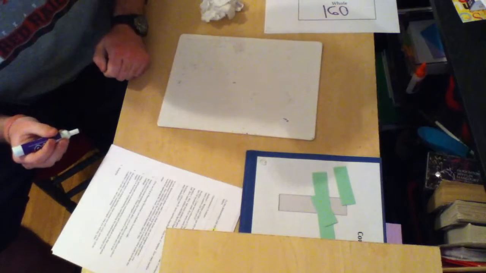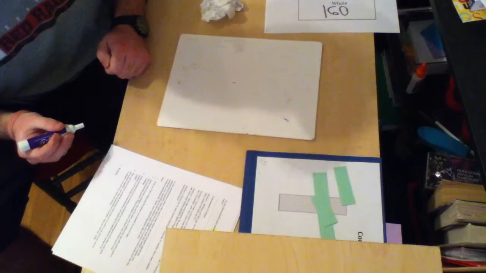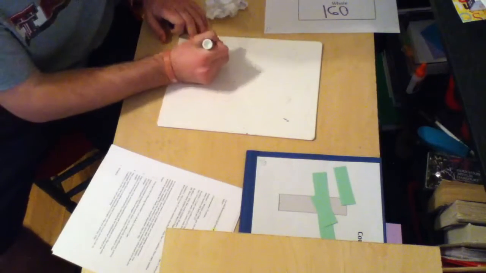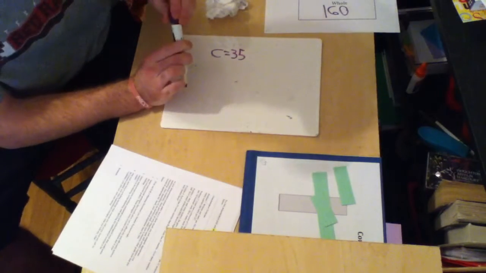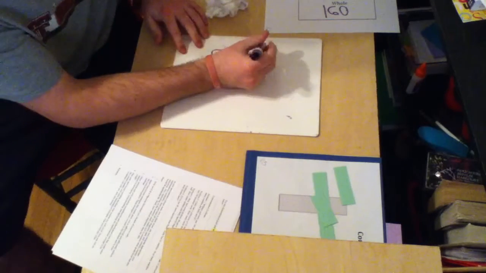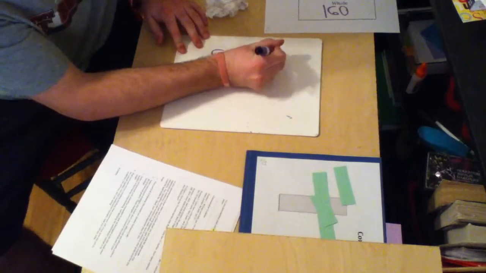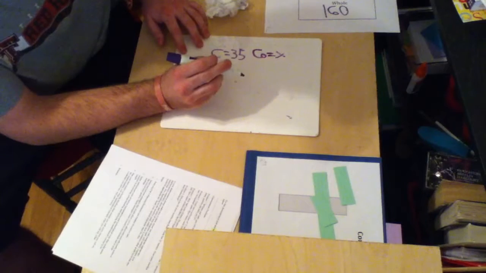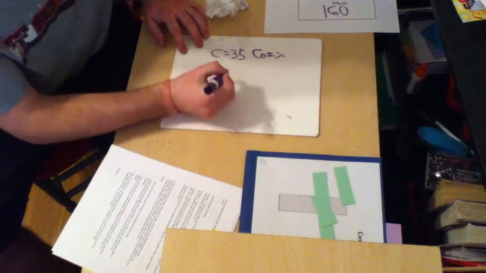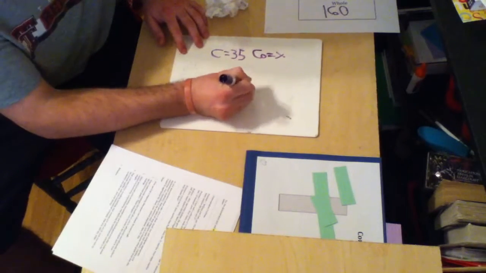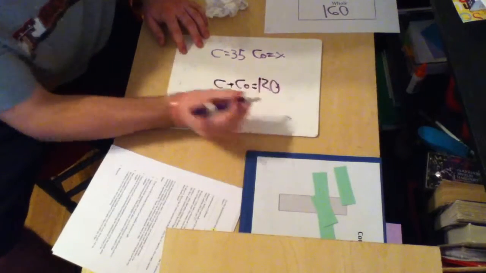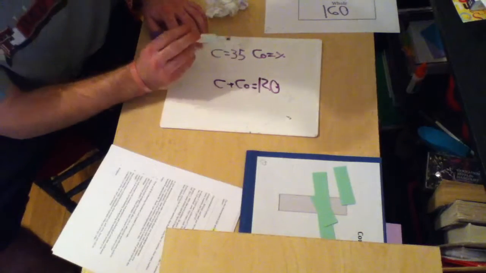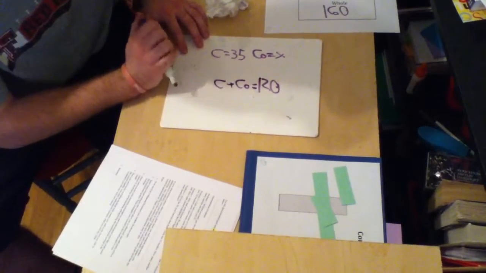So Cindy had 35 and Cody gave her some more. I'll put Cody as CO and we'll put an X there because we don't know how many he has. And now the total, so we have C plus CO equals 120. We're looking for how many cards Cody gave Cindy.